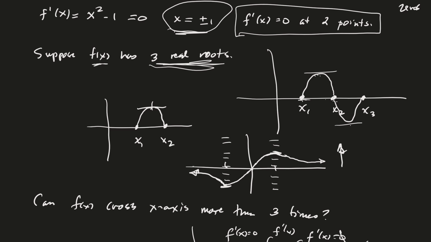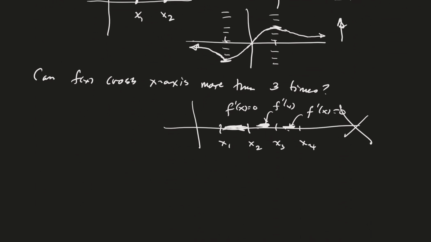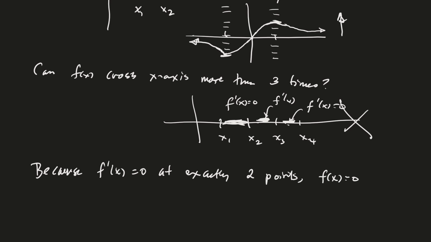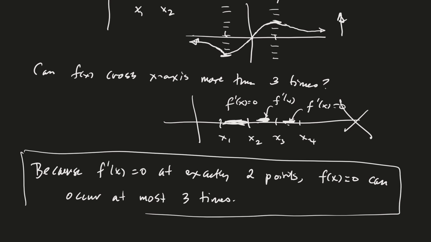Okay, so what's the summary of our answer here? Because f prime of x equals 0 at exactly 2 points, f of x equals 0 can occur at most 3 times. Good, so this would be the summary of how you would answer that.